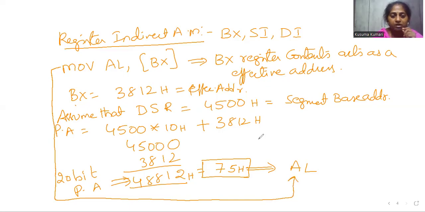This number is transferred to AL, now AL becomes 75. Here the register indirect addressing mode means the effective address is available in the register, not directly.